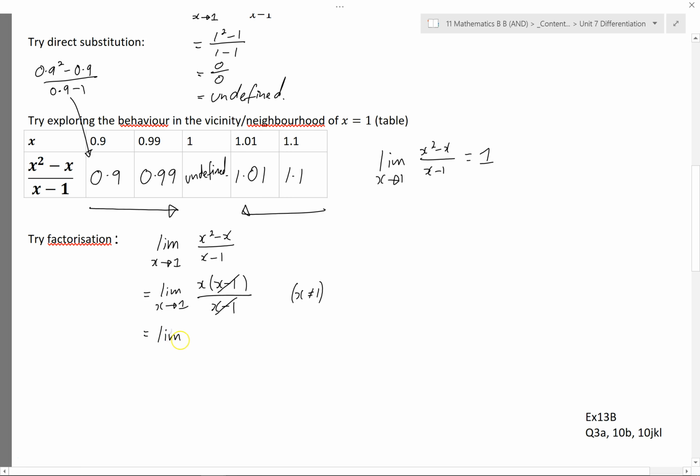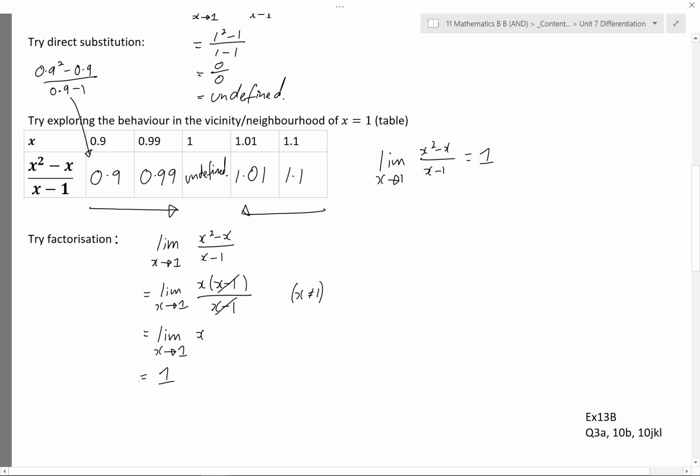So from here, my limit is now just the limit as x approaches 1 of x. Now I can substitute in the value of 1 into x, and I've shown that that limit is equal to 1. So notice that this limit sign, I've carried it down all the time until this last step where I actually substituted in the value.